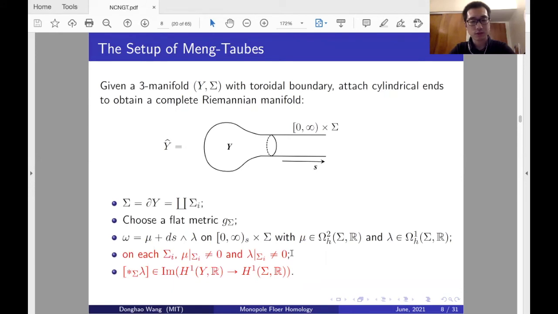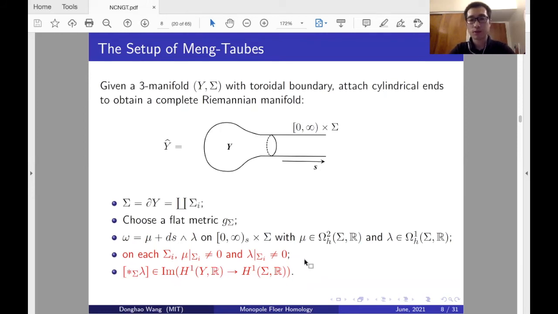The first condition here will force the boundary of Y to be disconnected because omega is closed on the three-manifold, so its integral over the boundary is necessarily zero. But for the purpose of this talk, let's focus on this special case for the sake of simplicity.